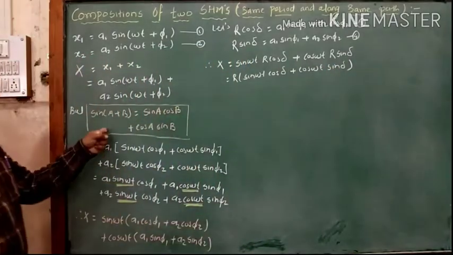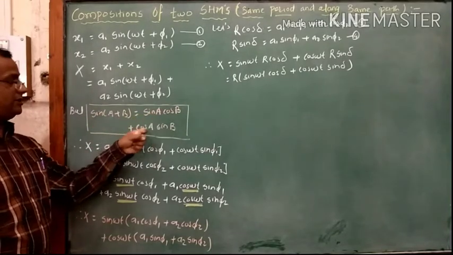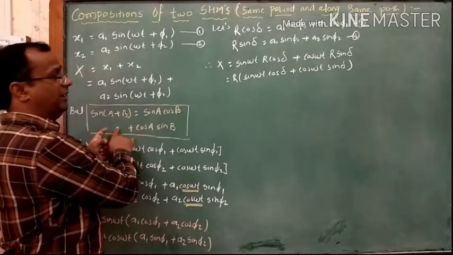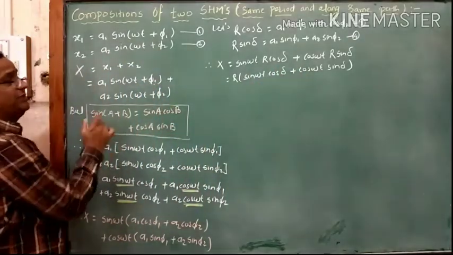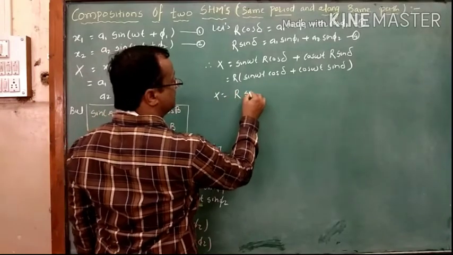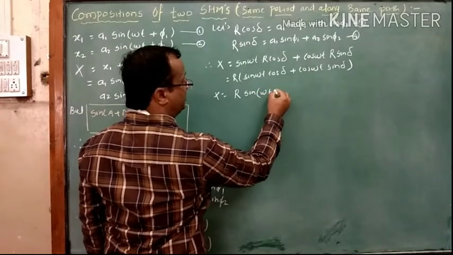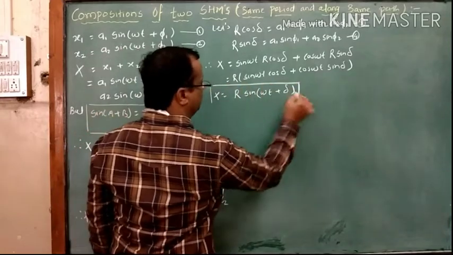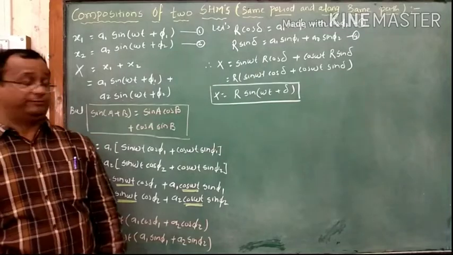Now see this equation. Sin of a plus b is nothing but sin a cos b plus cos a sin b. If we use the same result here, and write the equation just like this one, we get x equal to R sin of omega t plus del, where instead of a we write omega t and instead of b we write del. This is the equation of the resultant simple harmonic motion.